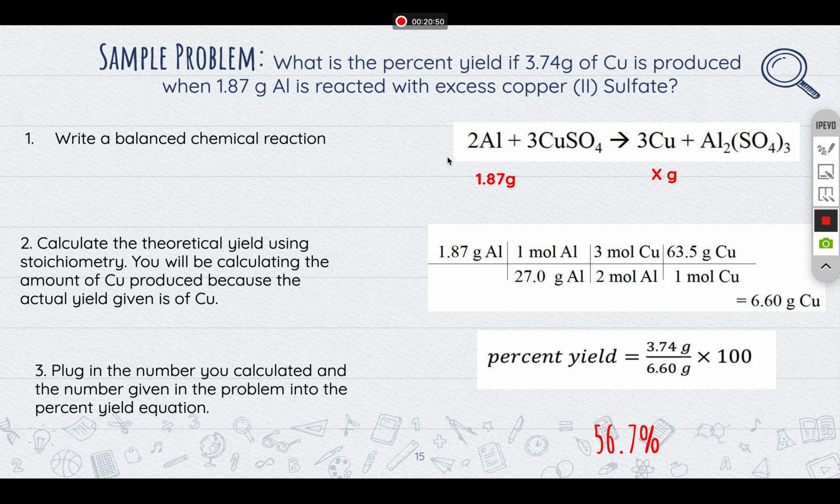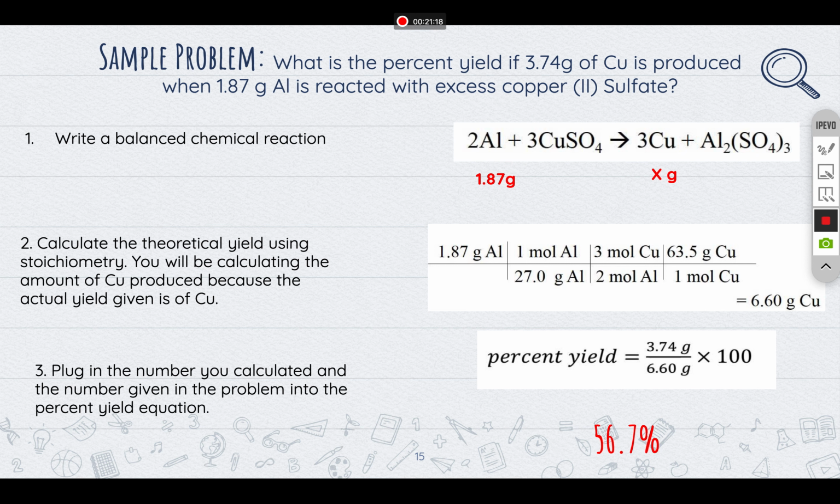All right, so let's do a sample problem really quick. Sorry if this looks really busy. I forgot to put animation on this slide. So what is the percent yield if 3.74 grams of copper is produced when 1.87 grams of aluminum is reacted with excess copper II sulfate? Remember, if it says excess anything, ignore it. It just means you have an unlimited amount of it.